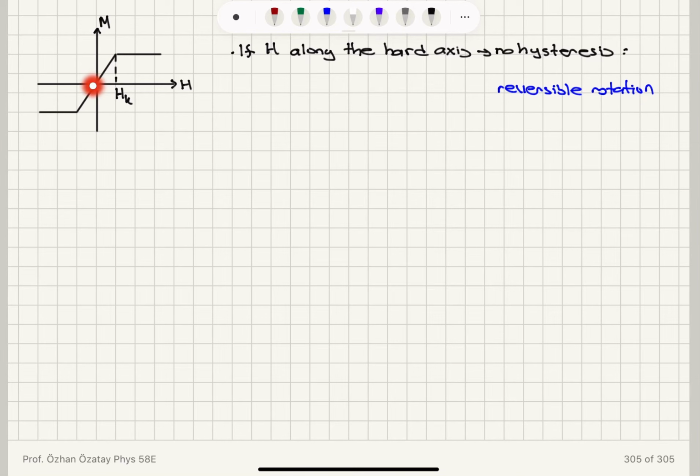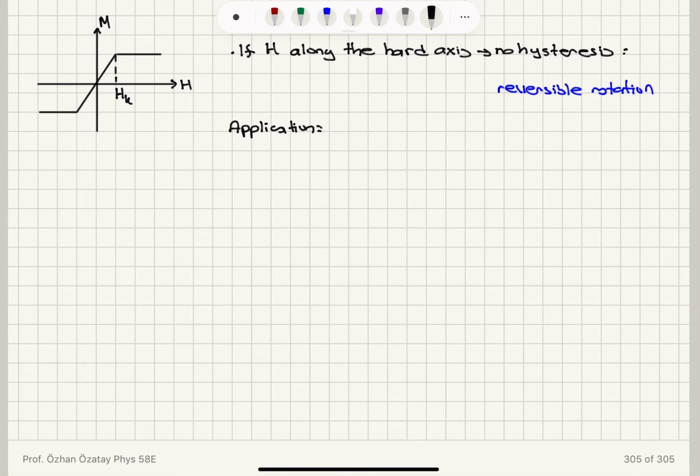So if you start with zero magnetization here, you apply a field in the hard axis direction, you will see that it will saturate in the hard axis, but when you remove the field, it's going to go back to its previous state, which is dictated by the anisotropy. So the magnetization perpendicular to the easy axis will become zero because it will be pointing in the direction of the easy axis. And what is the application of these single domain particles?